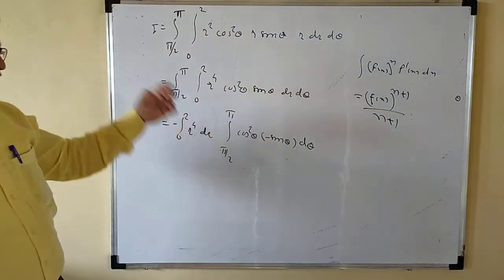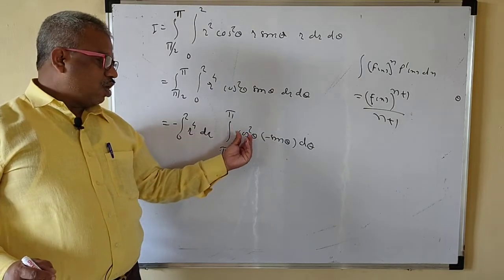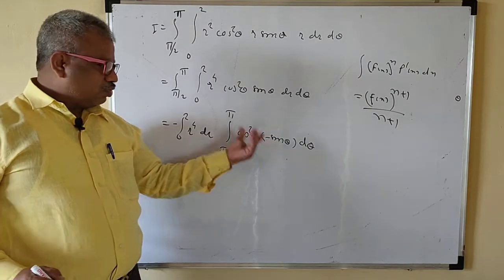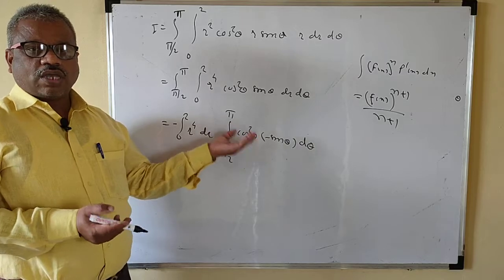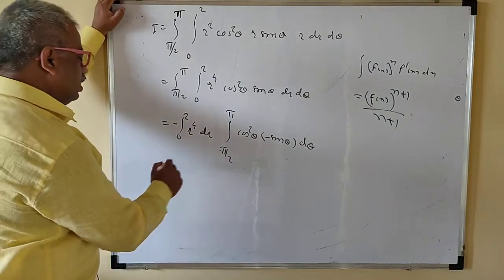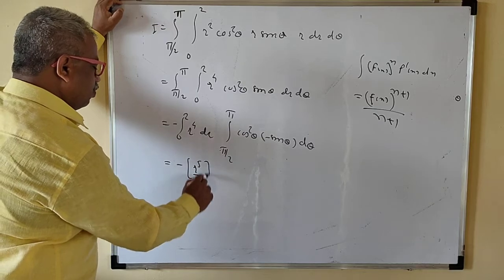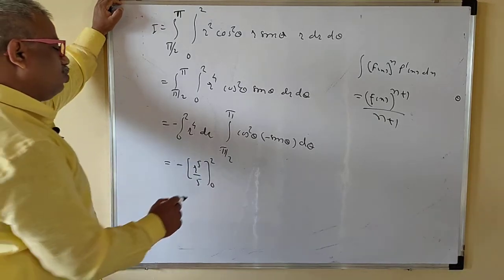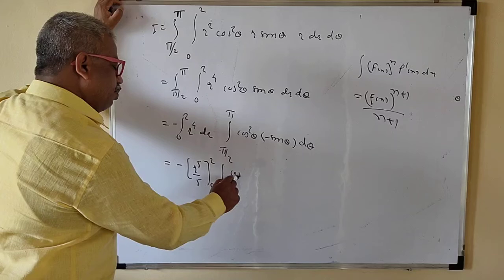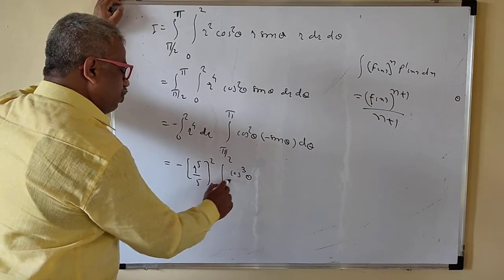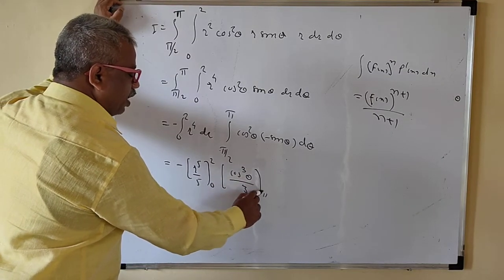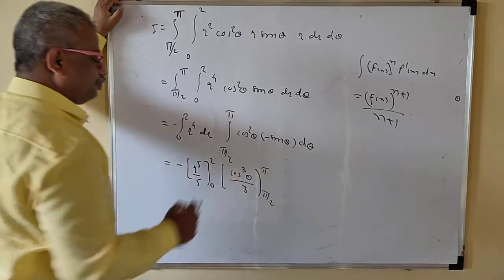Here f of x is cos x now. Derivative of cos x is this. So you have to increase only the power of cos and divide by the 3 only. Easily this is integrable then. This is what minus r to the power 5 upon 5, so this is what 0 to 2. Then what we have to increase the power by 1 upon 3, pi by 2 to pi now.